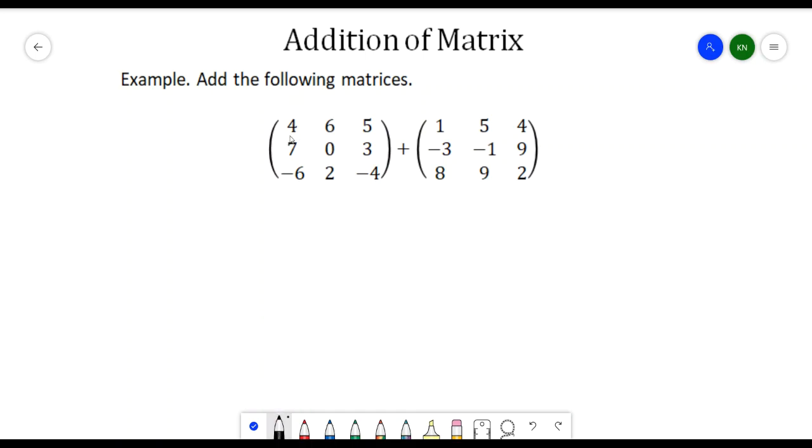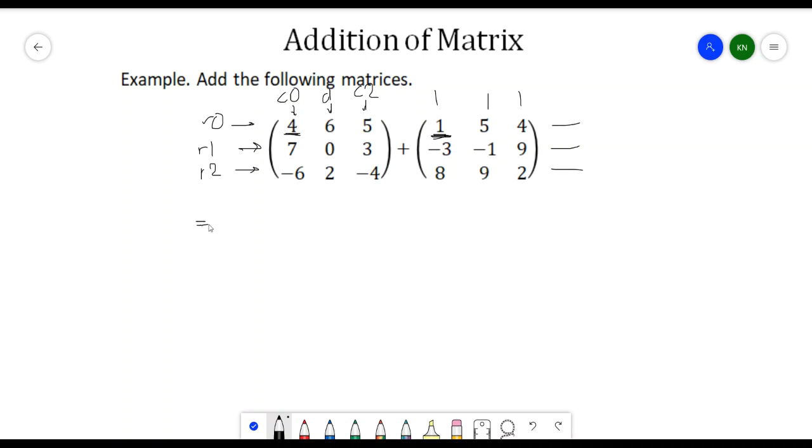Now, in addition of matrix, in programming, we know that this one is our row 0. This one is our row 1. This is our row 2. And similarly, this is our column 0, this is our column 1, and this is our column 2. The same goes for the second matrix: row 0, row 1, row 2, column 0, column 1, and column 2. Now in adding matrices, we need to add the row 0, column 0 element to the row 0, column 0 element of the second matrix, following the same process, adding elements of the same position.